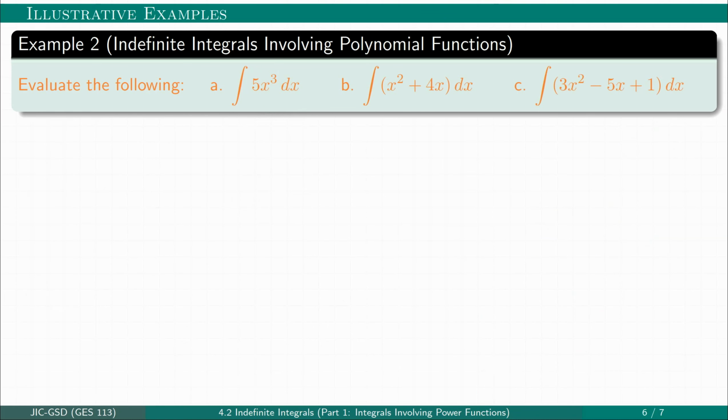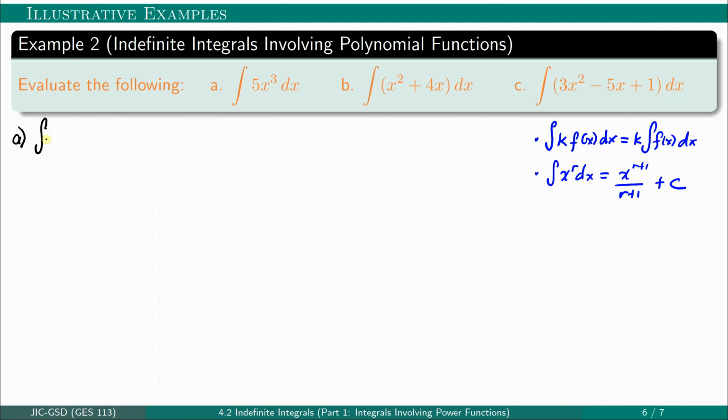Let's consider our second set of examples. For these examples, we are going to use these rules. The integral of k f of x dx is the same as k multiplied by the integral of f of x dx. That means we can move the constant outside of the integral. If f is just a power function, then we will use the power rule for integration, which is the integral of x to the r dx. This will be x raised to r plus 1 divided by r plus 1 plus c.